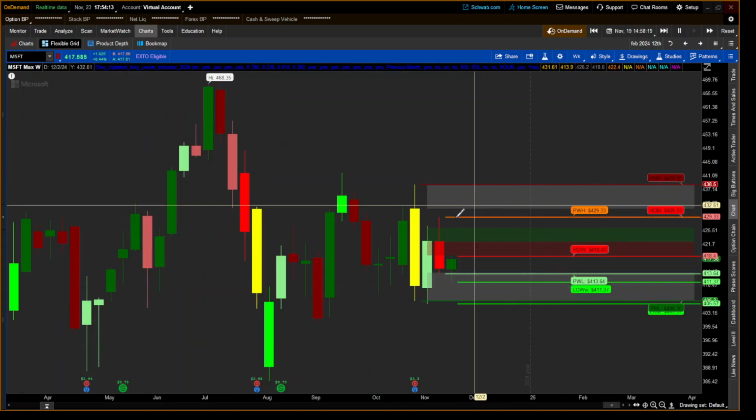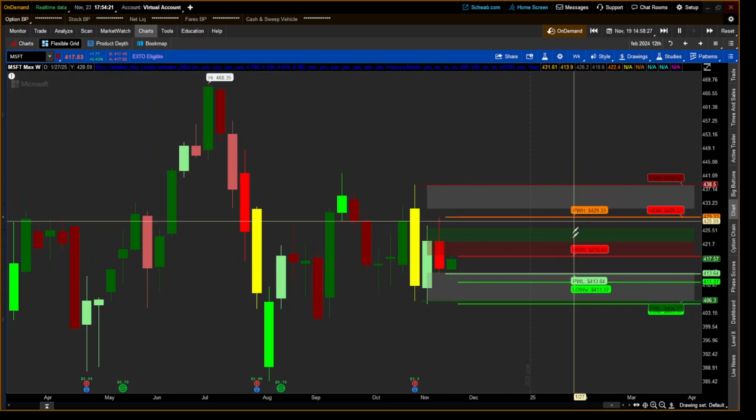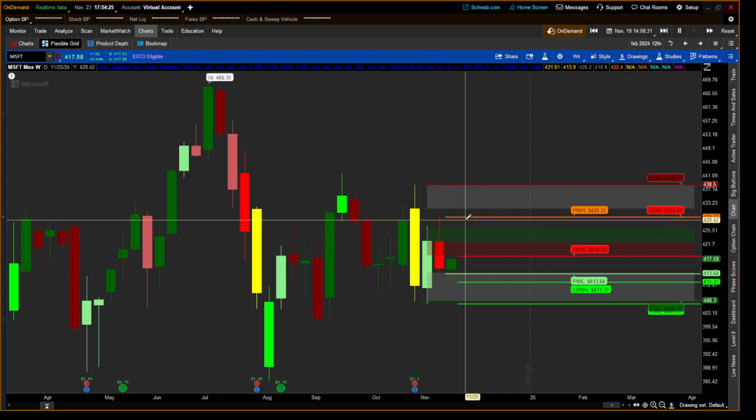When I took it above, the daily levels will go away because you can't look at the lower levels on a higher time frame. But you can still see our weekly levels and our monthly levels. And this indicator works on all time frames, except that you can't look at lower time frame stuff on a higher time frame, but you can look at higher stuff on a lower time frame.